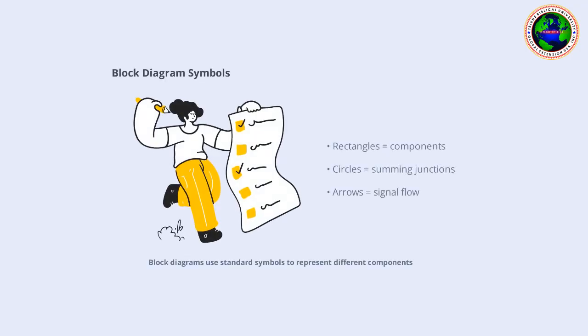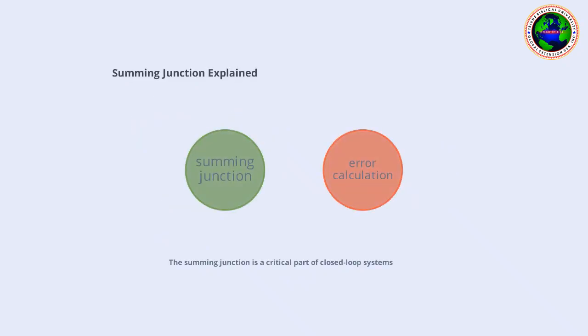Block diagrams use standard symbols to represent different components. Rectangles are used for system elements, circles for summing junctions, and arrows for signal flow. Understanding these symbols is key to reading and creating effective block diagrams. The summing junction is a critical part of closed-loop systems. It calculates the error by subtracting the feedback signal from the reference input. This error signal is then sent to the controller, which decides how to correct the system's behavior.